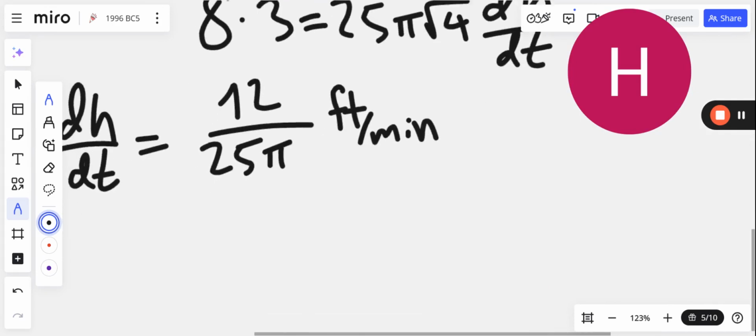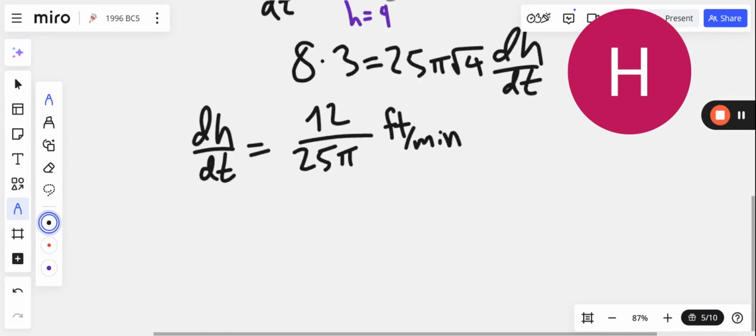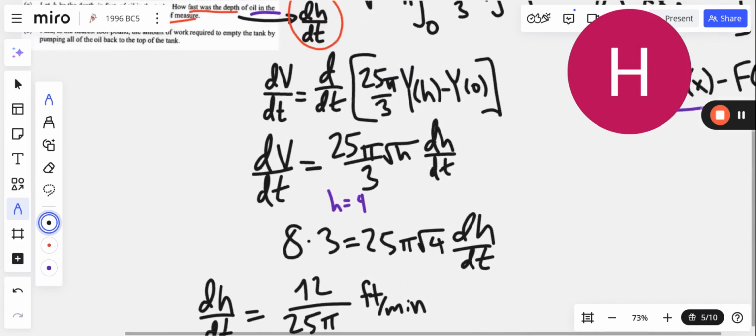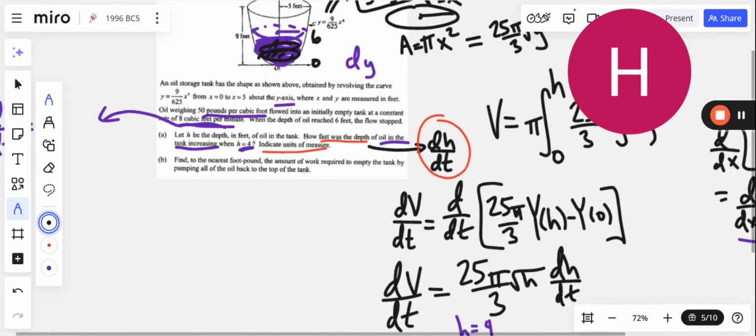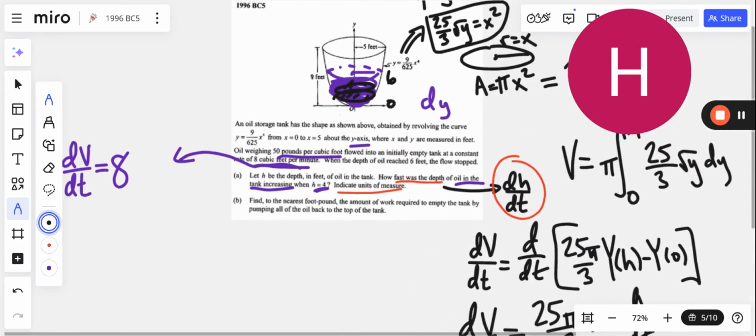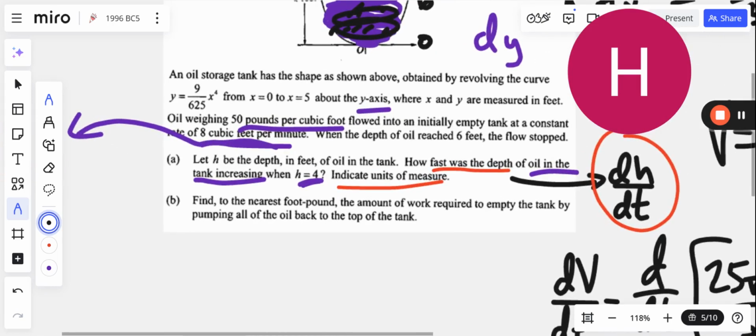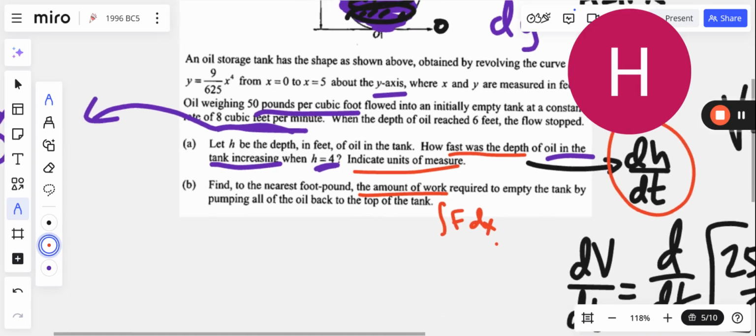Oh, and if you want to get an exact value for that, go for it, multiply it out. If you need a calculator, I think you do need a calculator because the next problem is saying find to the nearest foot-pound. That's very specific. The amount of work. Interesting. Work is an integral of f dx. I don't know if you knew that from physics, but that's true.